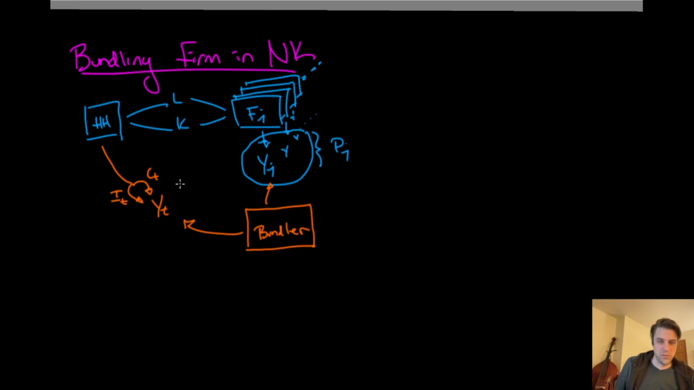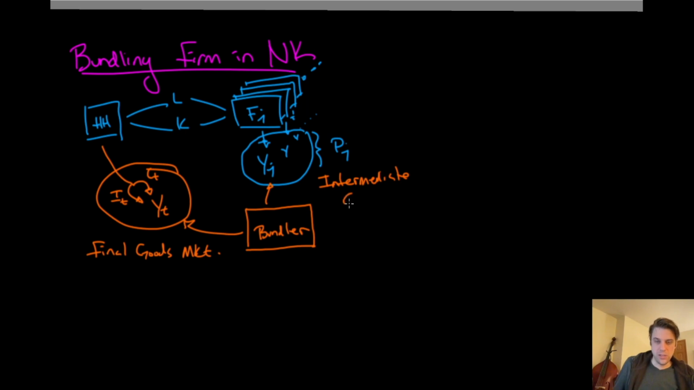So here's your final goods market, and then here is our intermediate goods market. So the question is, how do we clear the intermediate goods market? So we finally have to talk about the fact that, number one, there's infinite firms, and number two, that these goods are imperfect substitutes. And the way we're going to handle all of this is by using what's called a Dixit-Stiglitz production function.